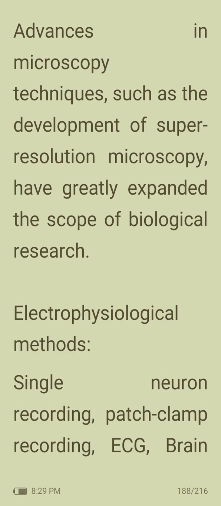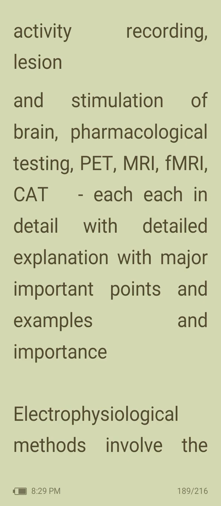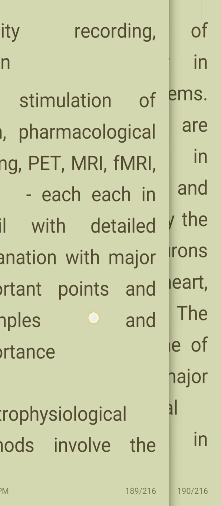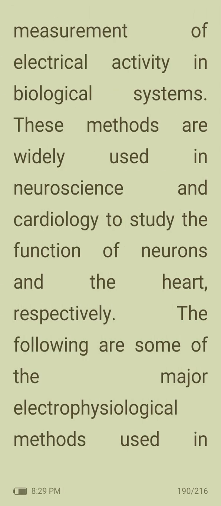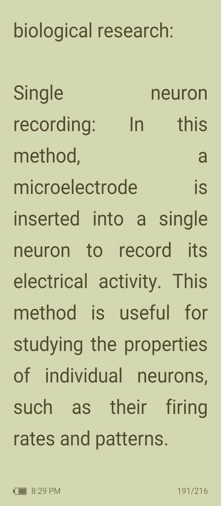Next, electrophysiological methods. Electrophysiological methods involve the measurement of electrical activity in biological systems. These methods are widely used in neuroscience and cardiology to study the function of neurons and the heart, respectively. The following are some of the major electrophysiological methods used in biological research, like single neuron recording.